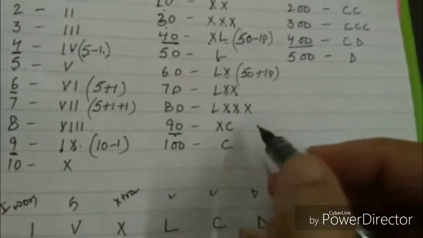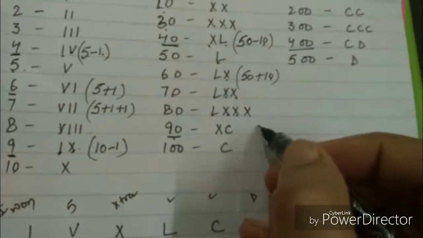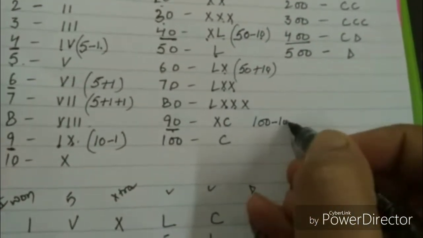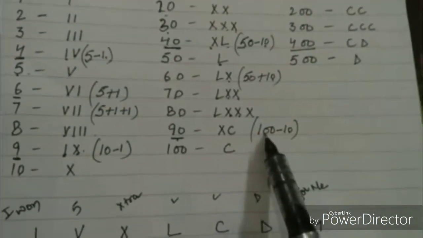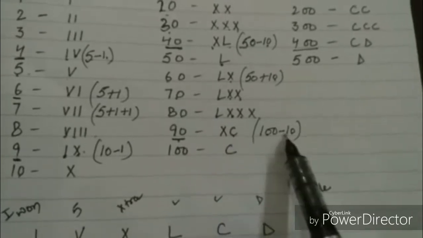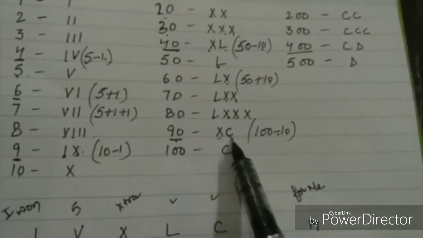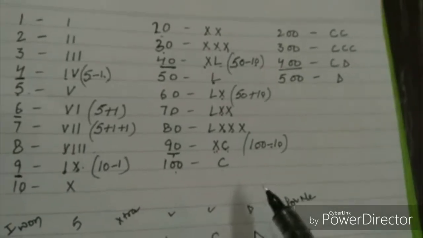So let's see. I know that you all know now. 90 can be written as 100 minus 10. That means 10 we have to subtract. So first we will write 100, that means C. And subtraction will go to the left side. So minus 10 means XC will equal 90. And 100 is C. Simple, no?